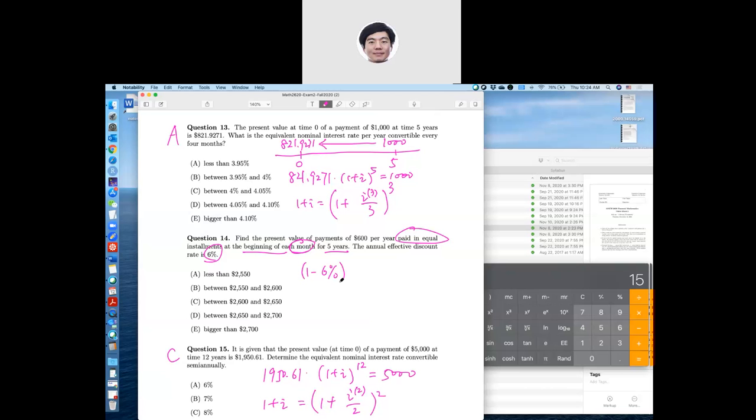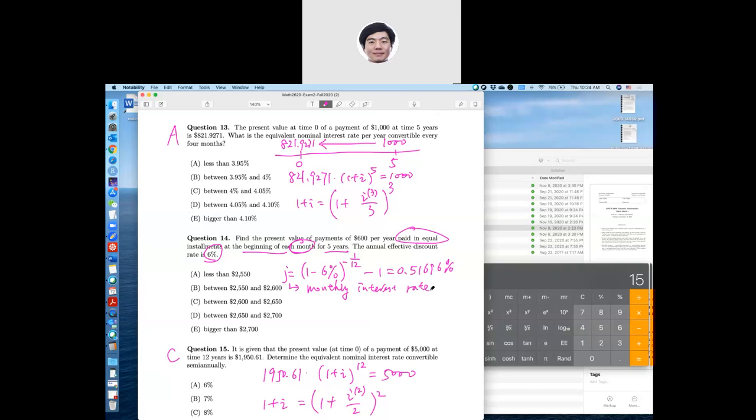So it's raised to 1 over 12. That would be the monthly accumulation factor, minus 1. So I directly give you the answer. This J is the monthly interest rate. Of course, it's effective, right?